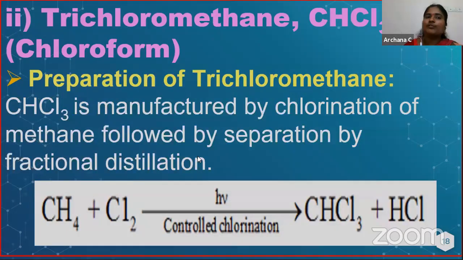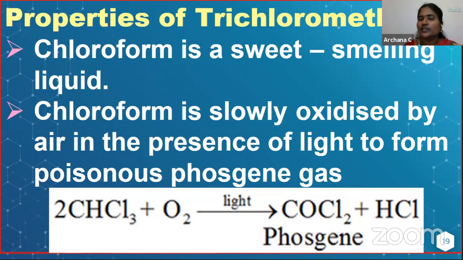And what are the properties of chloroform? Chloroform is a sweet smelling liquid, and one more very important thing: it is slowly oxidized in presence of light. If you open the chloroform, in presence of light, what happens? It undergoes the oxidation reaction. Slowly it is oxidized. When it is oxidized in presence of light, a toxic gas is released. Which is the toxic gas here?